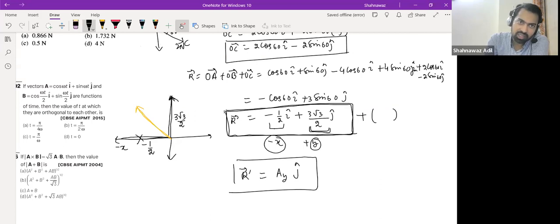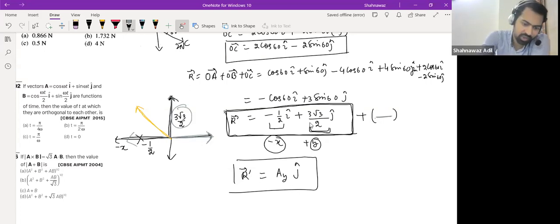Geometrically, this would be this part. If I add this vector, this vector and this vector will cancel, and I will only have this part. So tell me, what should I add here so that I get the vector only in the y direction? Think and tell me.